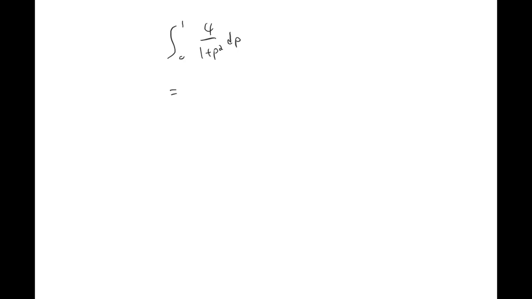this might not look familiar, but if I take out the 4, then it starts to look familiar. What's the derivative of what gives 1 over 1 plus p squared? Good. Arctan of p. I'll leave this on the outside. So arctan of p evaluated at 0 and 1.